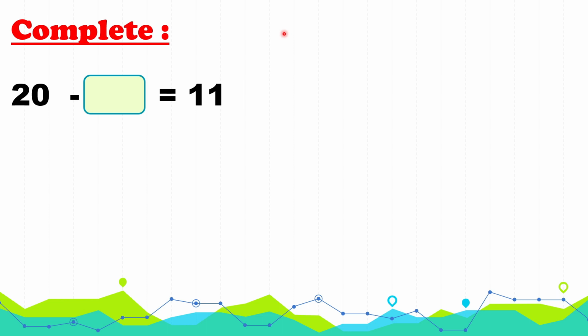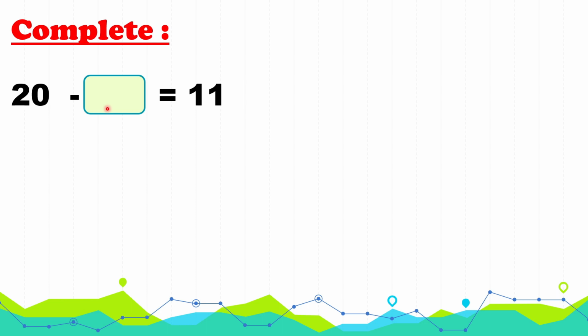Okay, 20 minus what equals 11. So as you can see, the subtrahend is always in this place. Okay, so the missing subtrahend here is 20 minus what equals 11. You will choose the smallest number, which is 11, and you will count after 11: 12, 13, 14, 15, 16, 17, 18, 19, 20.